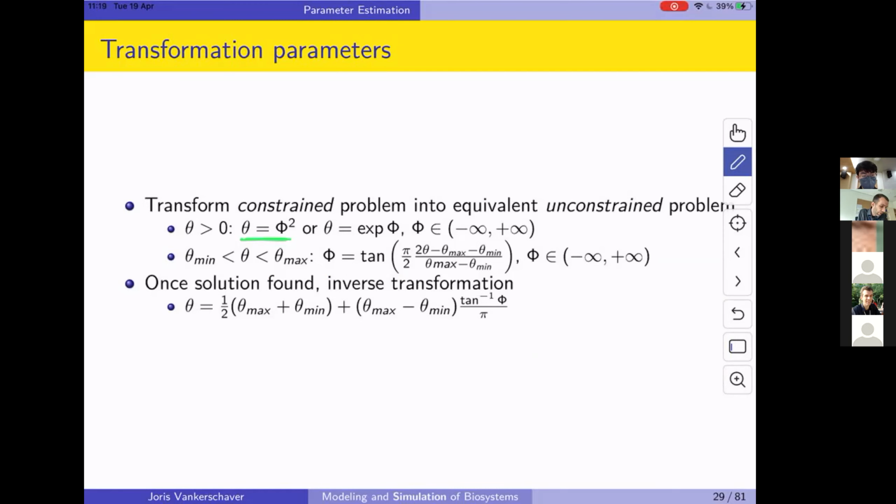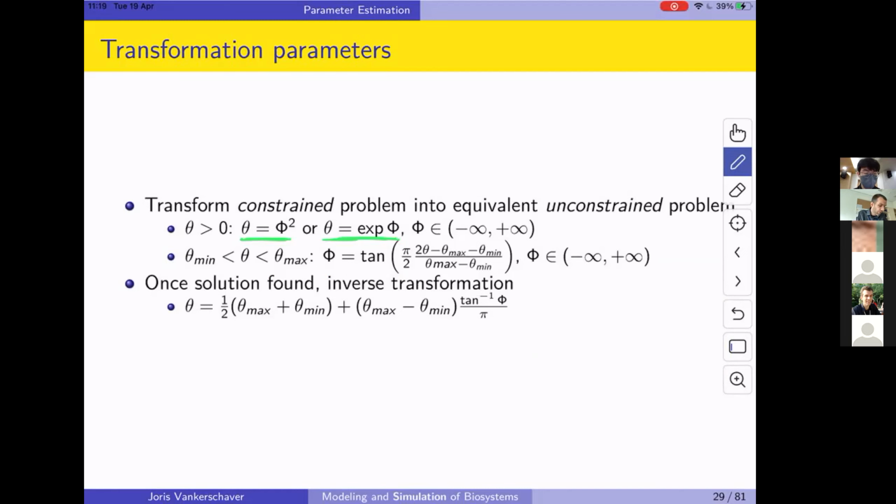Or we can say, well, I'm going to write theta as the exponential of something which can be negative or positive. And depending on what that phi is, I'm going to get small but positive values for theta, or large but still positive values. And those are good transformations if you want something that's always positive.